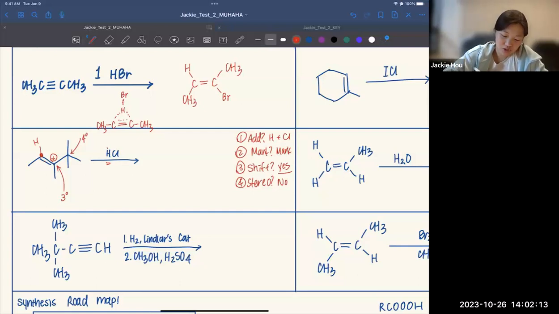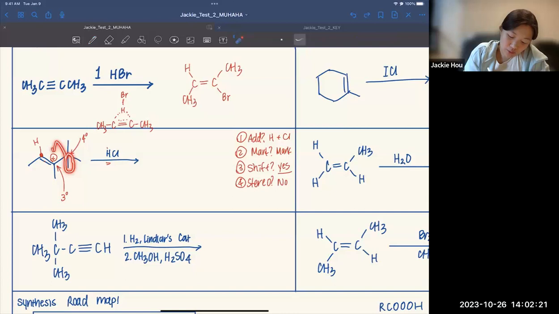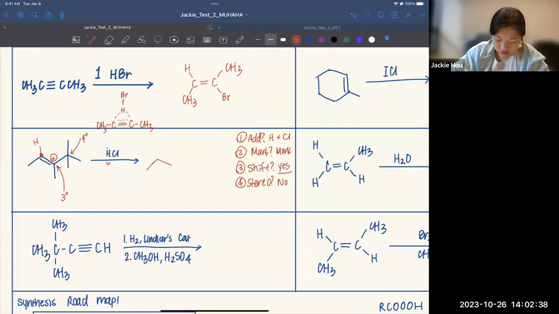Even if I shifted a methyl group over, I would make this one have a tertiary carbocation. Because both of them are going to be tertiary carbocations, the molecule is not going to waste energy and do a shift. So in this case, our final product will still have this quaternary carbon over here. We'll have a hydrogen over here, and then the Cl will just add directly over here.